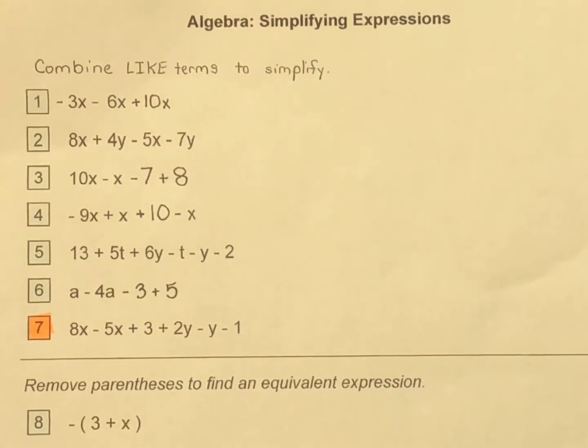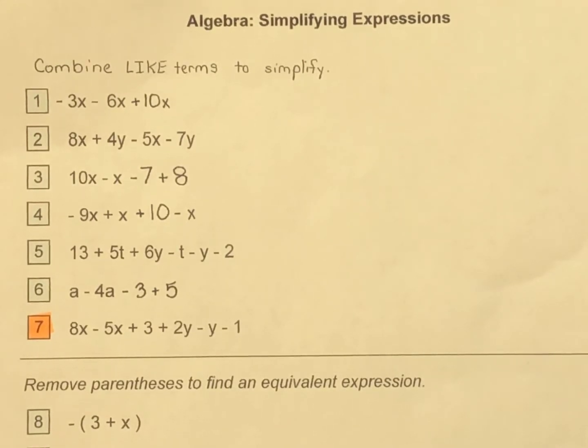On page 12, there are 3 different sections. We'll do 1 or 2 from each section. Let's look at the first section. It's very simply combining like terms.